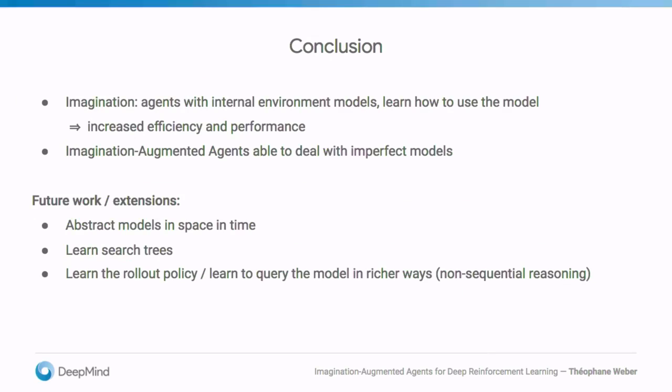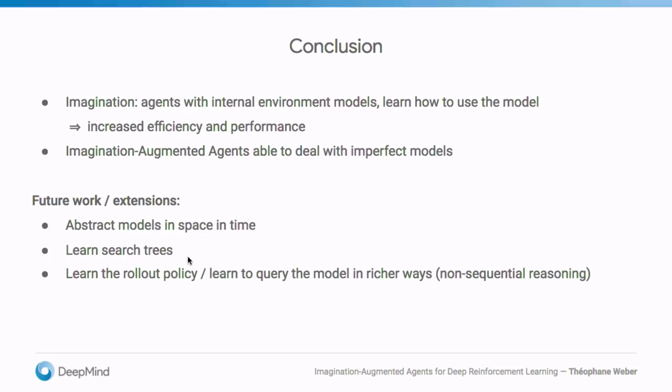So in conclusion, we've introduced this idea of imagination, which are agents with an internal environment model that learn how to use their model. And we showed that this leads to increased efficiency and performance. They're also able to deal with imperfect models. And in future work and extension, we've started to work on abstract models in space and time, which enables us to tackle higher dimensional environments.